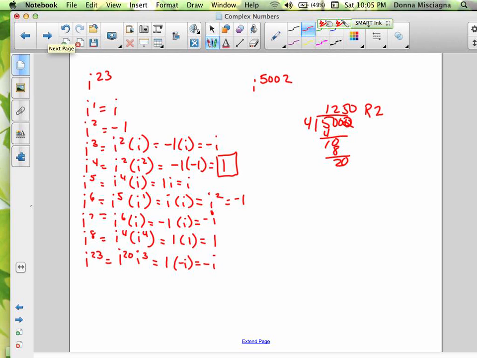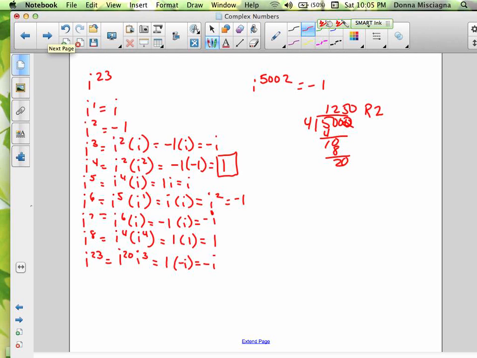of 2, which means that i to the 5,002 is going to go through the sequence 2 more terms, right? So i to the 5,000, the one that went in evenly, would have been 1. The next term, the 5,001st term, would have been i, and the 5,002nd term, -1, right?